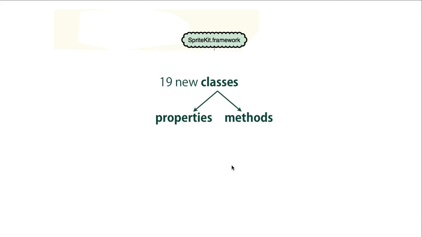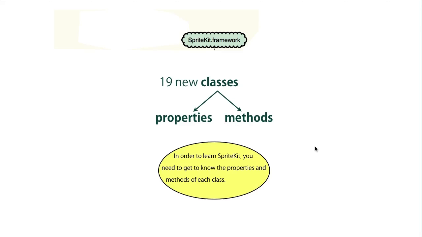Okay, so as we said, the SpriteKit framework consists of 19 classes, each having its properties and methods. And in order to learn SpriteKit, you need to get to know the properties and methods of each class. And the best way to do that is to take small steps and make small projects testing out these properties and methods.